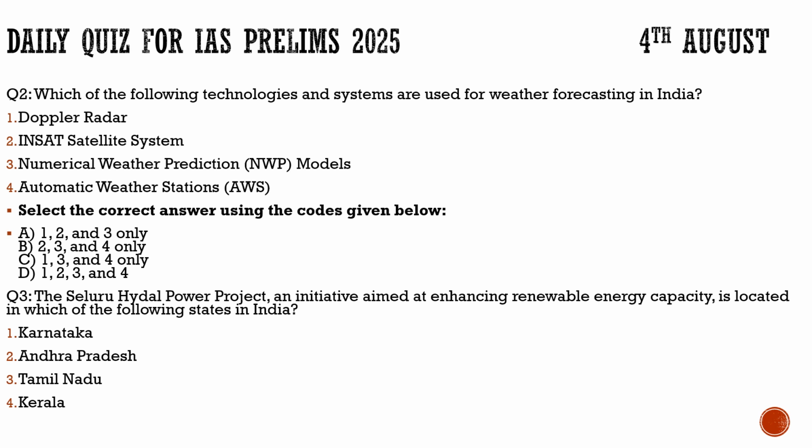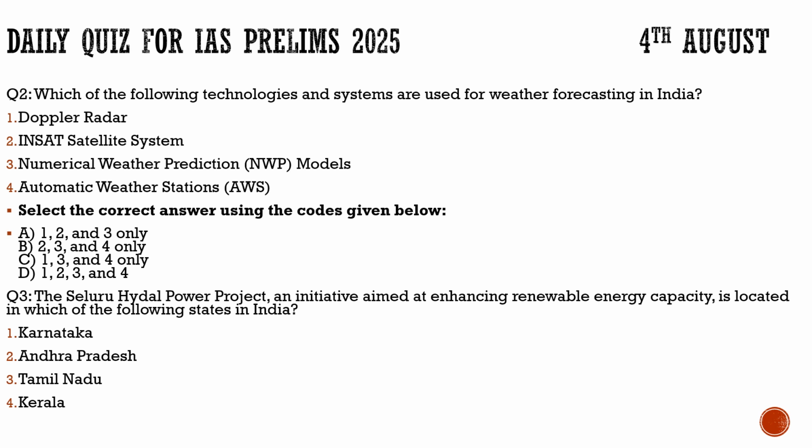Question number 2: which of the following technologies and systems are used for weather forecasting in India? 1. Doppler radar. 2. INSAT satellite system. 3. Numerical weather prediction models. 4. Automatic weather stations. So what do you think is the correct option? For question number 2, all 4 options are correct. They all are used in the weather forecasting system. For example, Doppler radar helps in finding out the direction of the wind, and numerical models give the mathematical modeling of the weather and all that stuff related to forecasting. So all these 4 technologies are used in Indian weather forecasting.